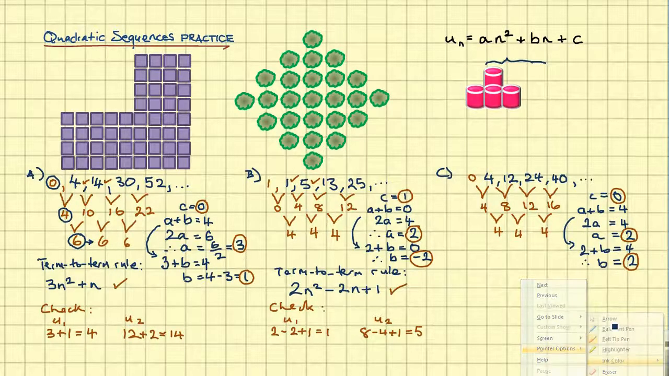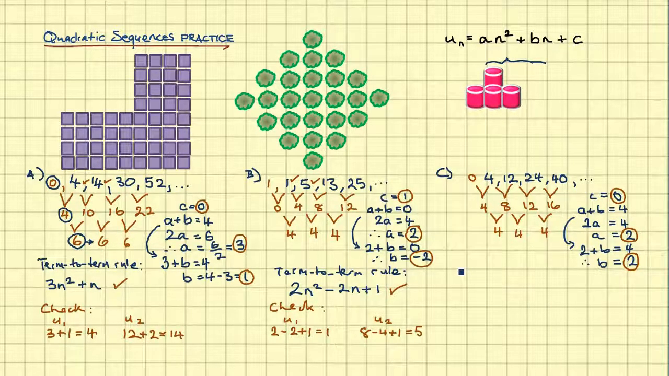So I can now formulate my term-to-term rule. So my term-to-term rule must be, where's A? A is 2, so 2n squared plus 2n, and that's it, because C equals 0.